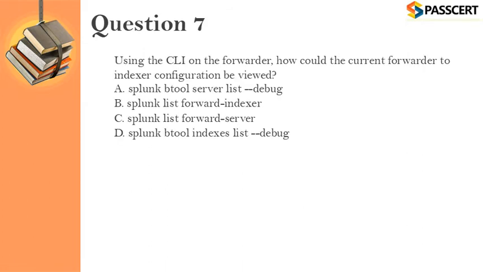Question 7. Using the CLI on the forwarder, how could the current forwarder to indexer configuration be viewed? A. splunk btool server list --debug. B. splunk list forward-indexer. C. splunk list forward-server. D. splunk btool indexes list --debug. Answer: C.